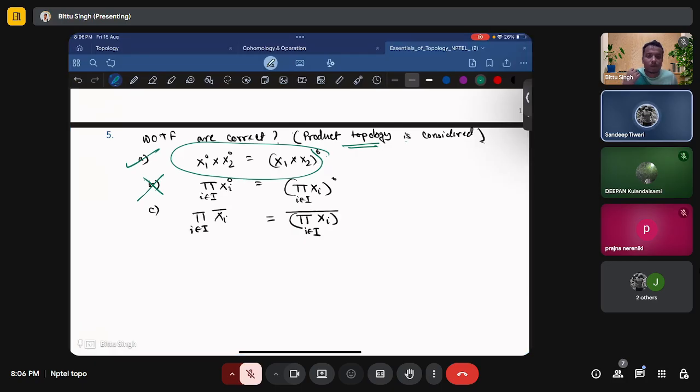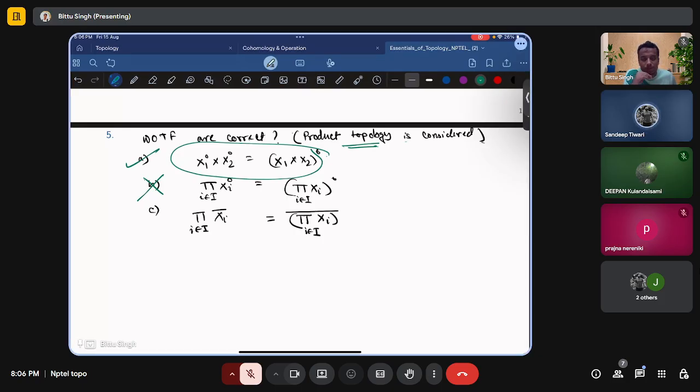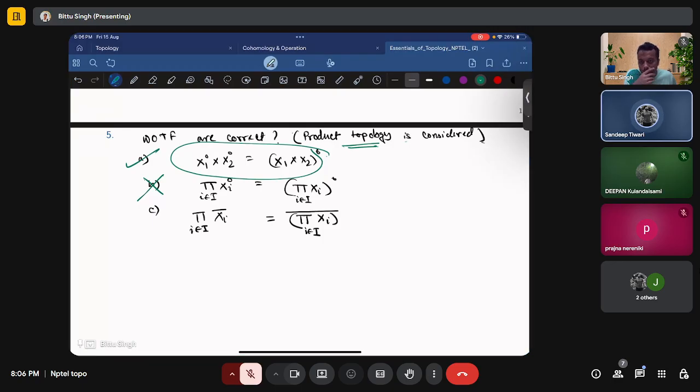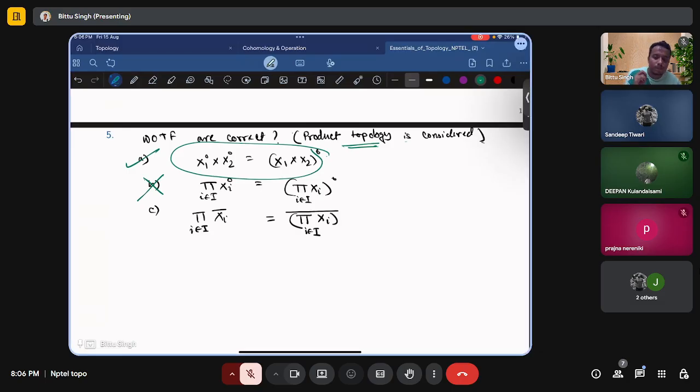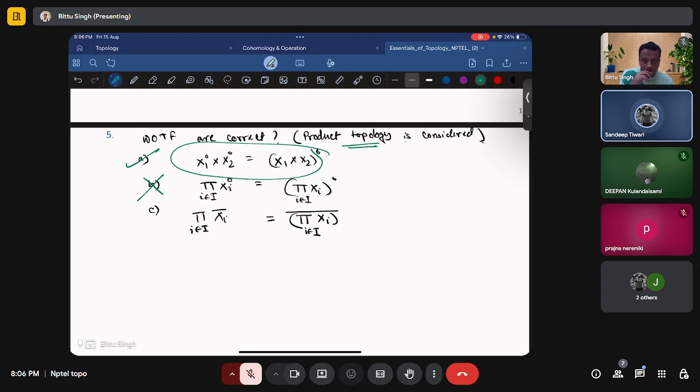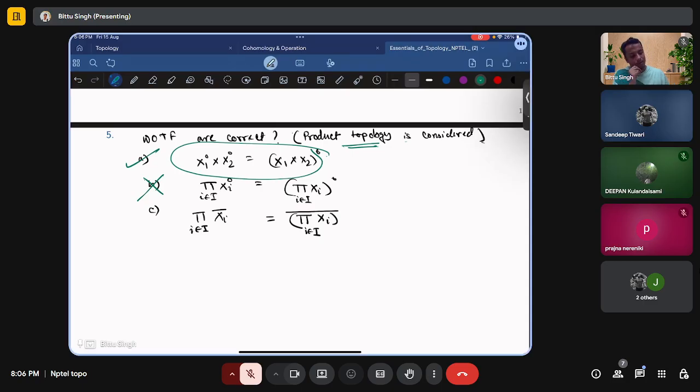Well, if we take R as the usual topology and take set of real numbers, then the interior will be R cross R cross R, but it is not open in the product topology. What is the claim?